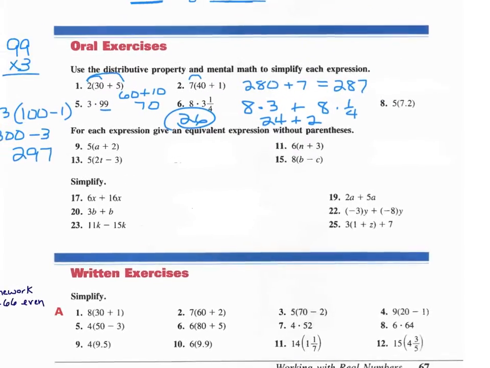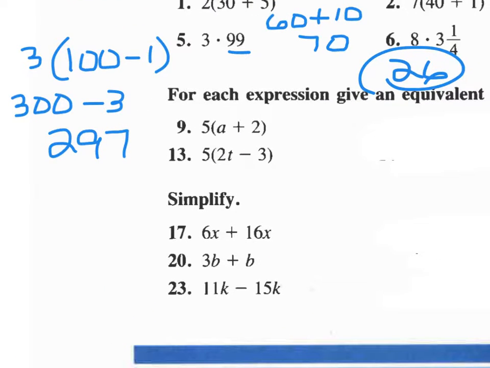Let's try just distributing. Let me jump down here. I'm going to distribute the 5 to the A and the 5 to the 2. Gives me 5A plus 10. I cannot group that 5 and 10 because the 10 doesn't have the letter A. And if I did number 13, where it's a subtraction sign, 5 times 2t gives me 10t minus 15. Again, I cannot group them together. The 15 does not have the letter T.